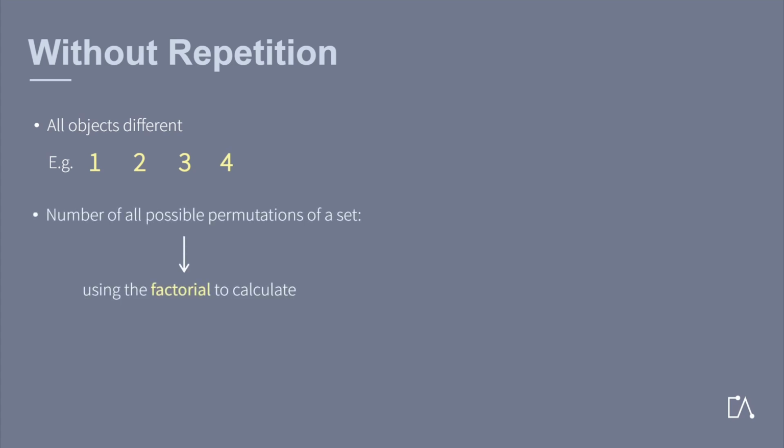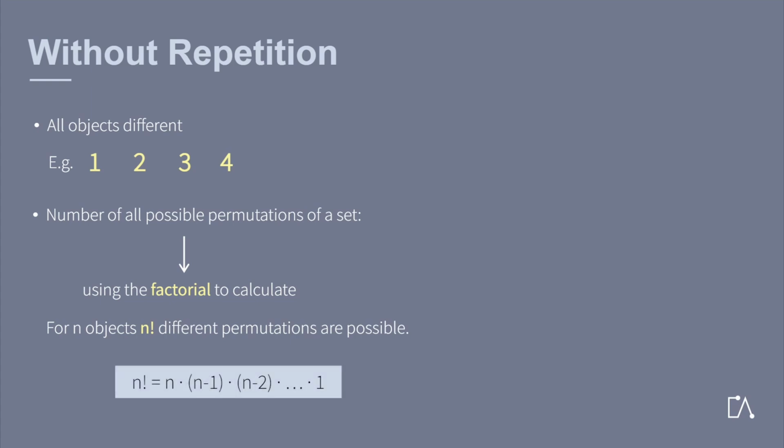In a permutation without repetition, all objects are different. The example given before applies here. We have the 4 different digits 1, 2, 3 and 4. The number of all possible permutations of a set can be calculated using the factorial. For a set with n objects, n factorial different permutations are possible.